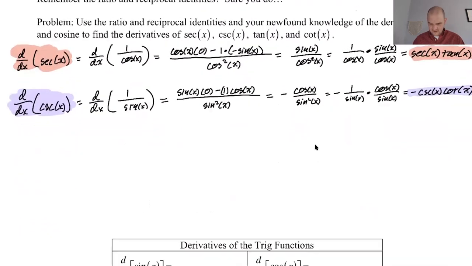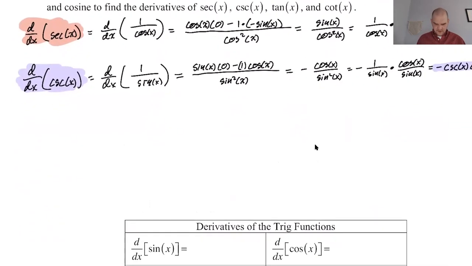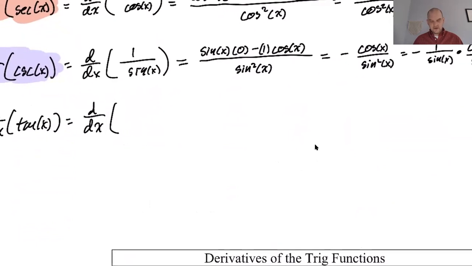Let's do tangent and cotangent so that we don't stay here all day. So the derivative of tan of x. Same deal. What is tan of x equal to? Tangent is sine over cosine.